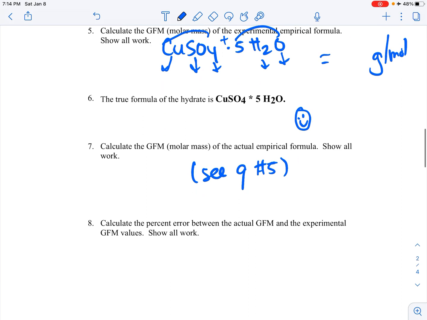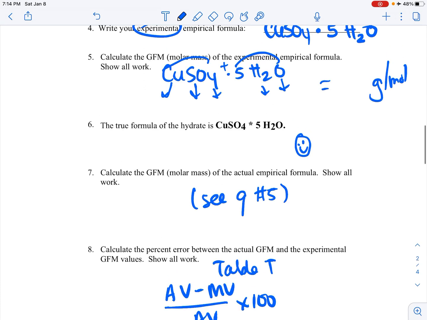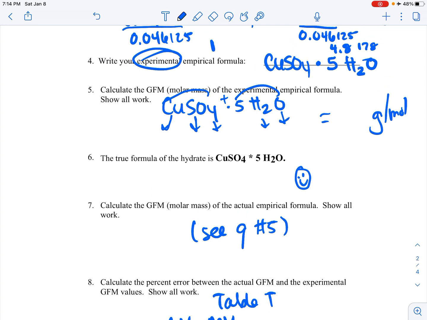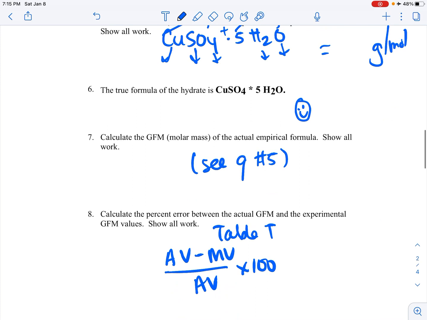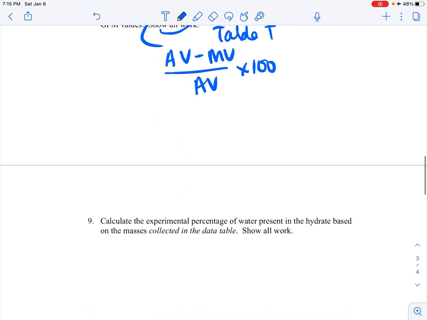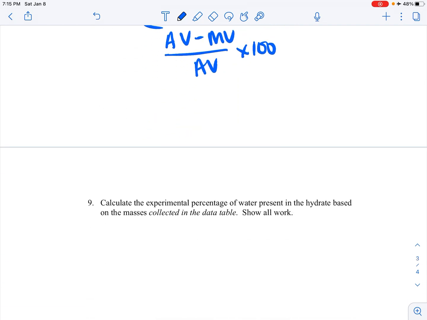Now, percent error. Table T has the formula. That's actual value minus measured value over actual value times 100. Even if you have the same thing as me where we have the same value, show me that you're going to get 0% error. Show me the work, even if it's a 0% error. Then it says calculate the experimental percentage of water present in the hydrate based on the collected data from the data table, show all work.